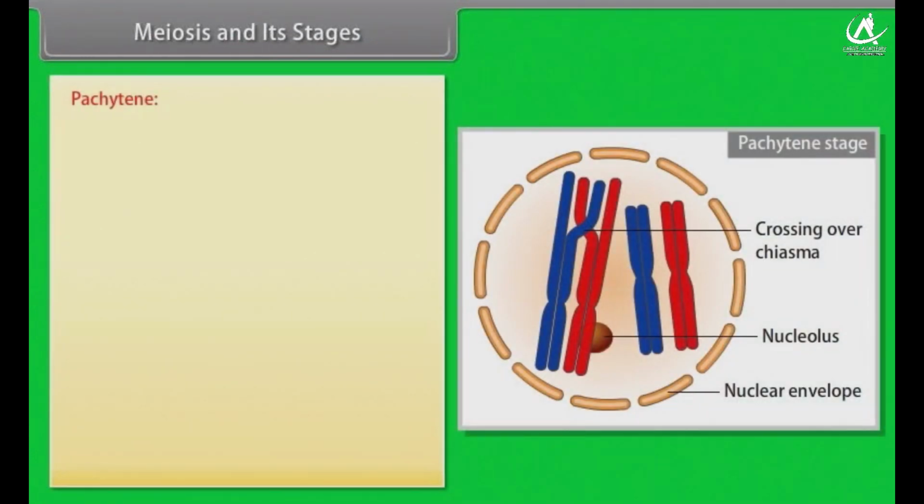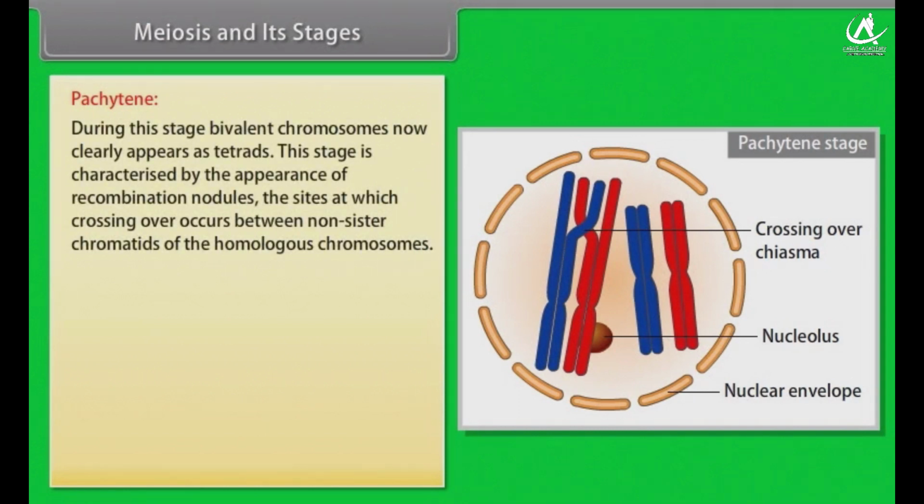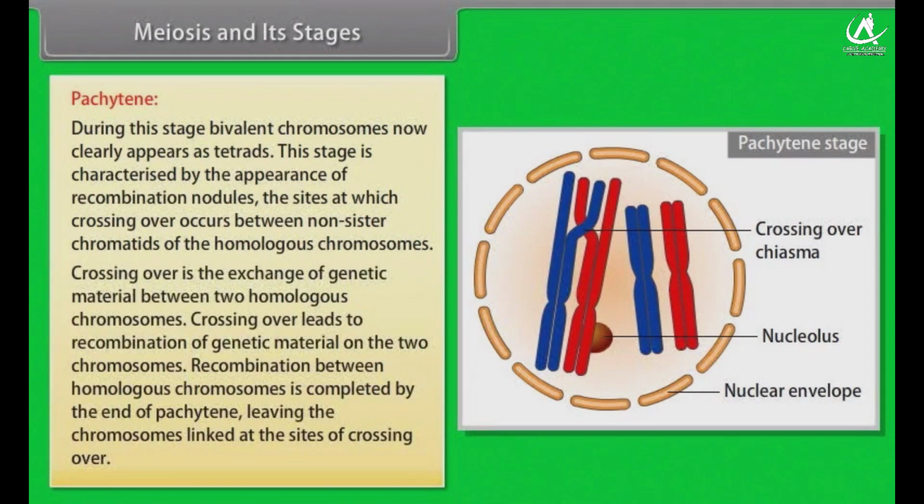The next stage, pachytene, is comparatively longer than the previous 2 stages. During the pachytene stage, bivalent chromosomes now clearly appear as tetrads. This stage is characterized by the appearance of recombination nodules, the sites at which crossing over occurs between non-sister chromatids of the homologous chromosomes. Crossing over is the exchange of genetic material between 2 homologous chromosomes.